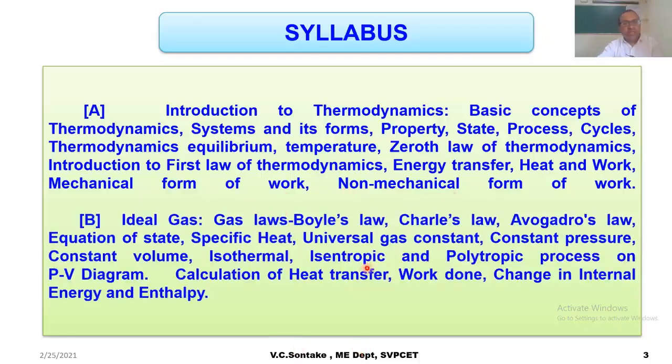Part B is all about ideal gas and its behavior, which includes topics like gas laws, Boyle's law, Charles' law, Avogadro's law, equation of state, specific heats, universal gas constant, constant pressure, constant volume, isothermal, isentropic and polytropic processes on the PV diagram, calculation of heat transfer, work done, change in internal energy and enthalpy.